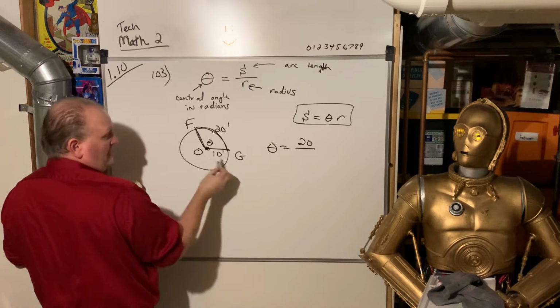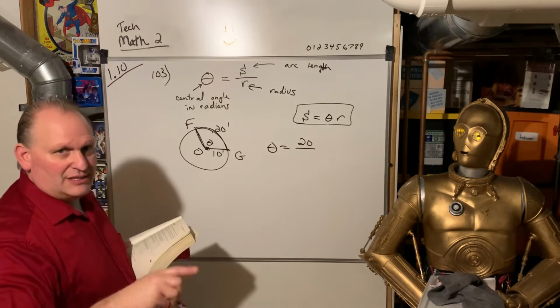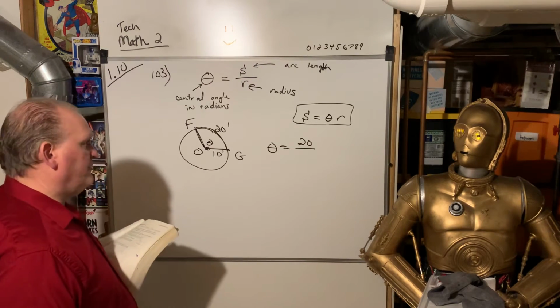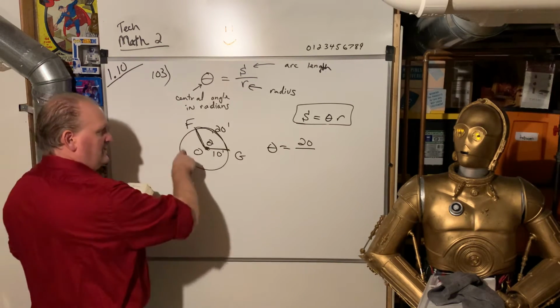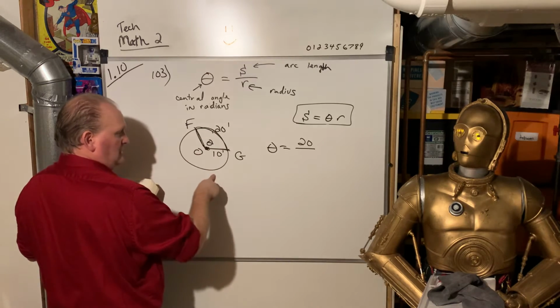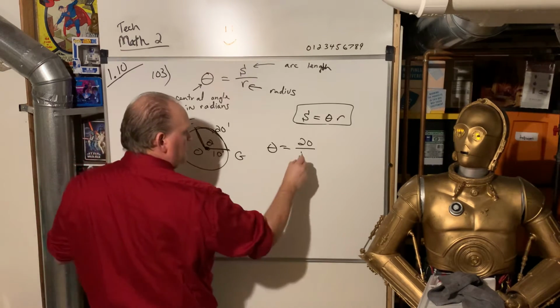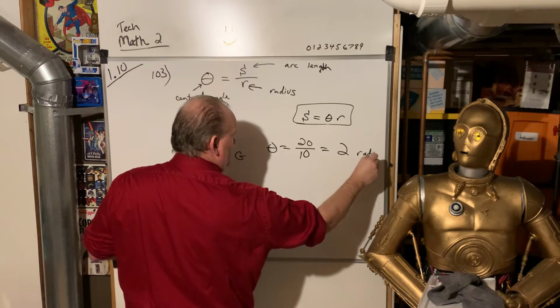That's also 10, I only marked it in one spot, but remember, the circle is a set of points equidistant from the center. So if you go from center to edge, it's going to be the same length no matter what. The radius is identical no matter what point you choose on the circle from the center. So 10, and so that's 2 radians.